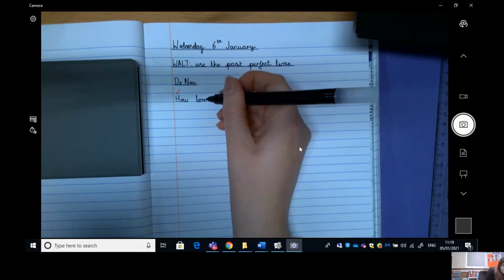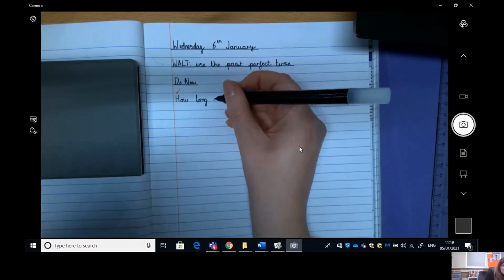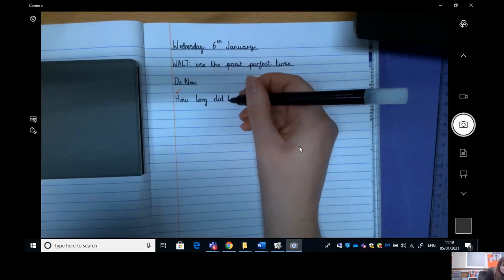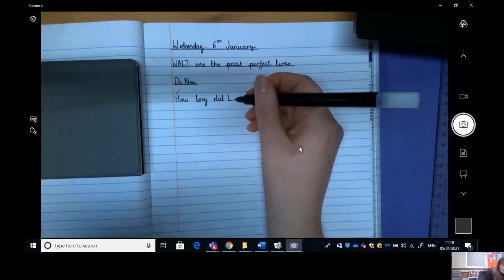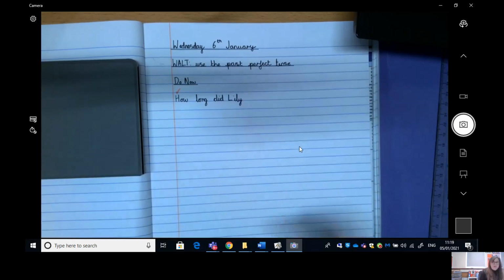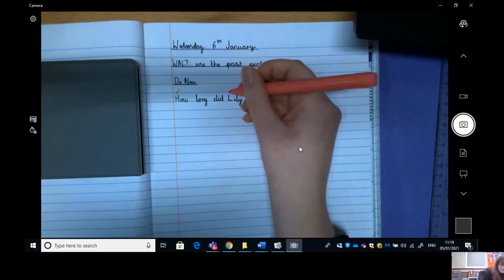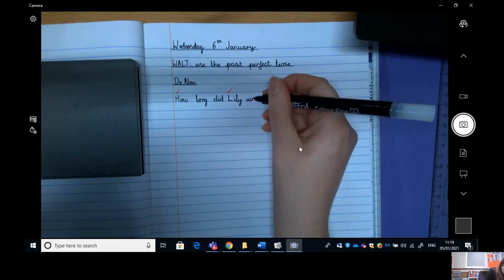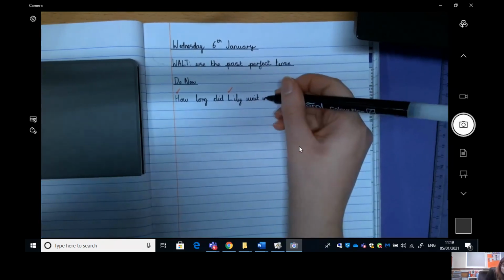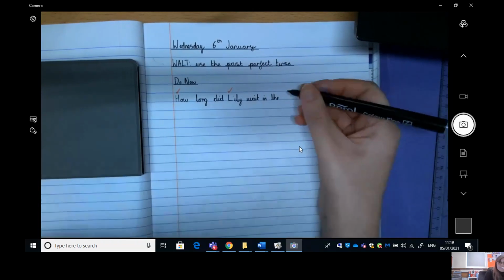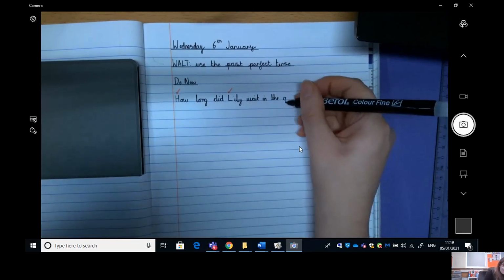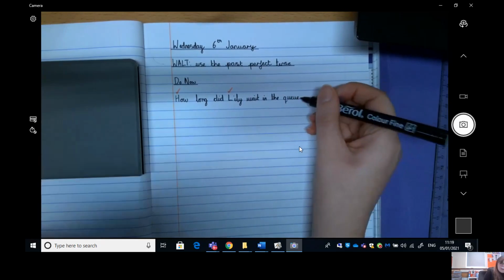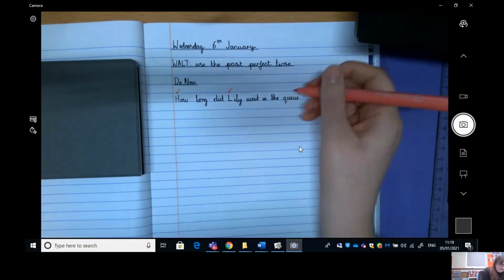How long? No marks for that one. Did. Now, Lily is the name of a person, so Lily needs a capital letter. It's a proper noun. And you get another tick if you got Lily. Wait in the, and then Q. Q-U-E-U-E is the spelling. You get a mark if you got the spelling correct.